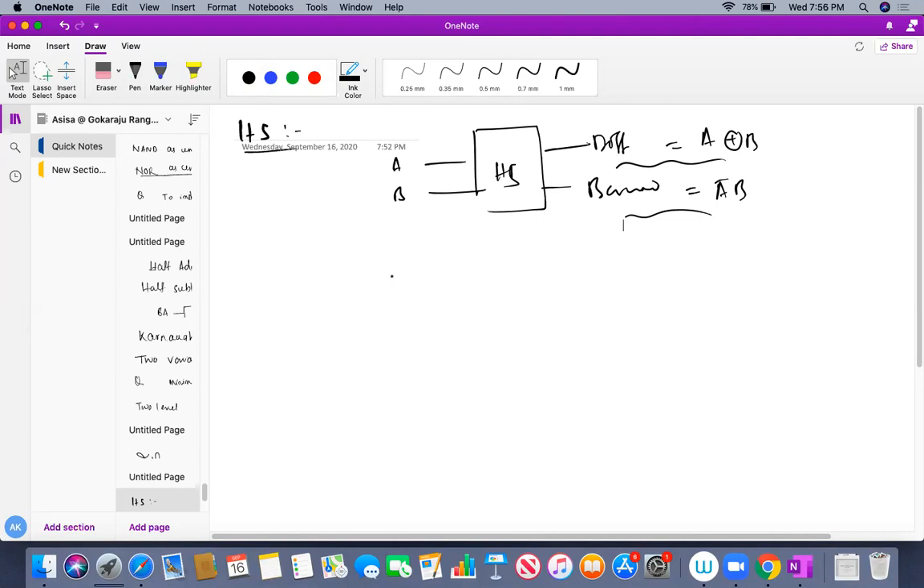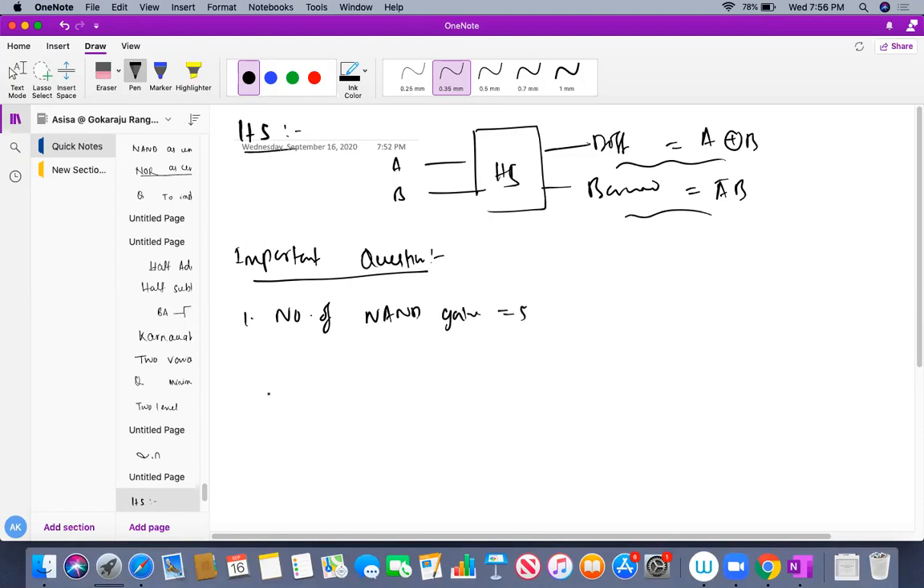Now we'll move to some important questions about the half subtractor. Please look into it. Mainly, the important questions are like the number of NAND gates. The number of NAND gates required is 5. In order to design this, the A XOR B gate for the difference requires 4 NAND gates, and A bar B requires one more NAND gate, because we can reuse one NAND gate from the XOR gate itself. So it requires a maximum of 5 NAND gates.